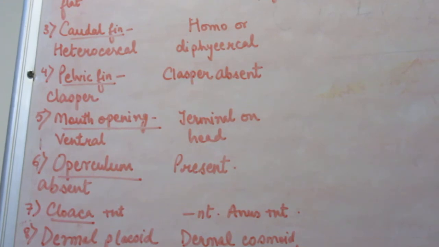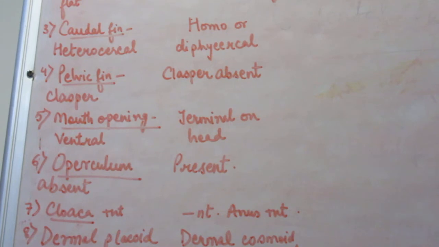Next is the pelvic fins. Fins are of two types, paired and unpaired. Pelvic fins come in paired fins. So pelvic fins in C are used as a clasper for holding the female and transferring the sperms into the female. But O lacks these claspers. The pelvic fins are not modified in the form of claspers.